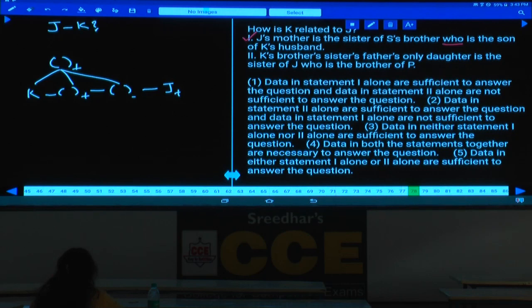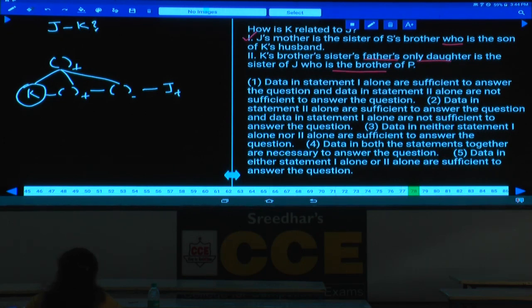Now in this sentence, K is what? K is the sibling of J. But the gender of this K is not known, though the gender of J is given. Now K's brother's sister's father's only daughter is a sister of J, who is the brother of P. Then now in this one, are we getting the answer or not?